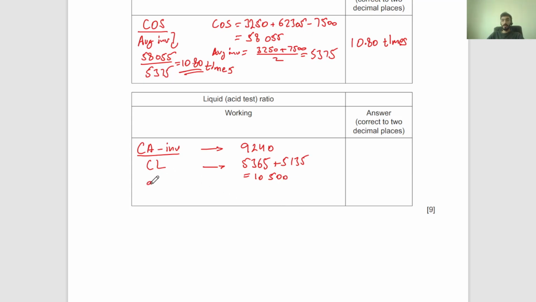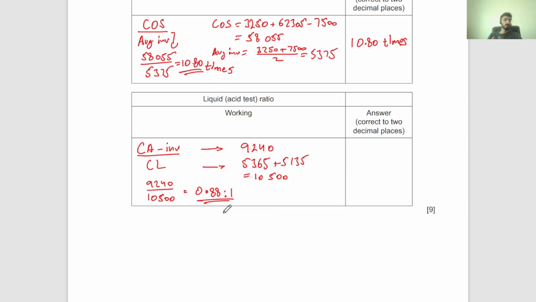It's going to be 9240 over 10500. 9240 over 10500. It's 0.88. You know what that means? That means it is 0.88 is to 1. So for every $1 of current liability, we have 0.88 of liquid assets.